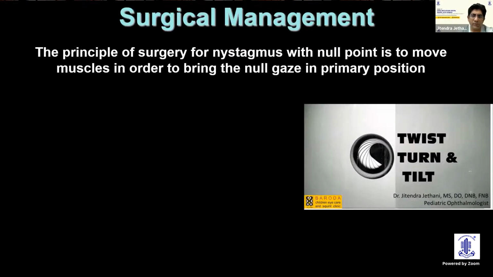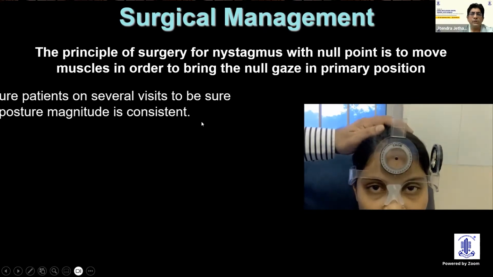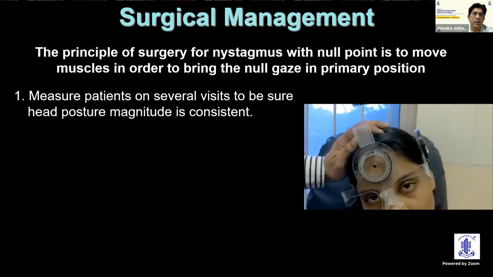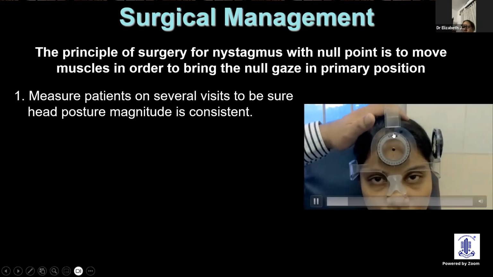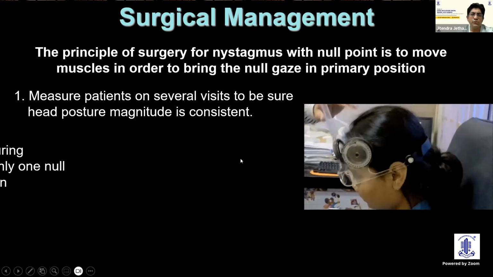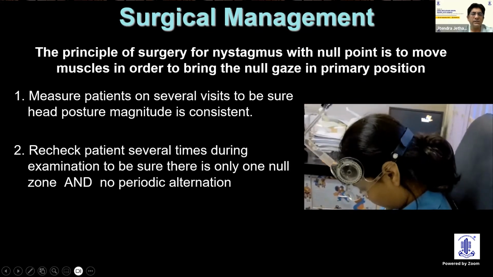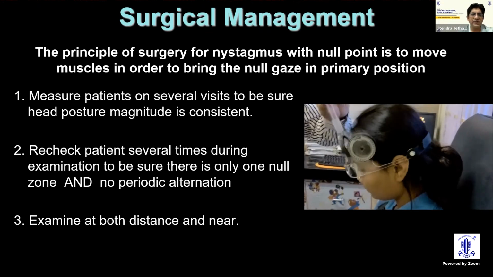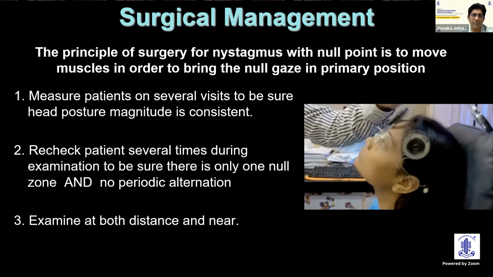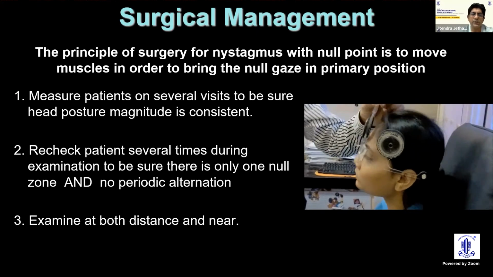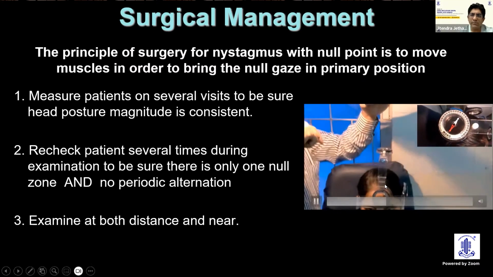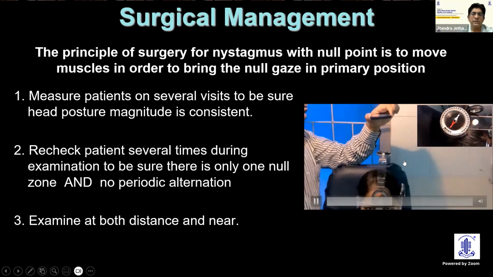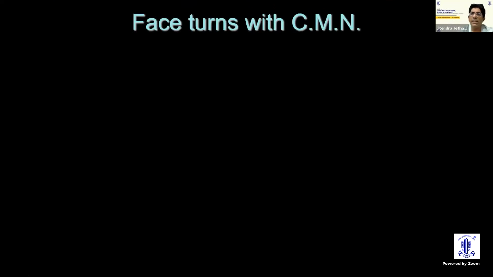So we come to the major aspect of management, that would be surgical management. First and foremost, before we embark on surgical management, we should measure the patient on several visits. This is a chrome which is used to measure the head tilt, chin elevation, and face turn. We should recheck the patient several times before we are pretty sure that there is no periodic alternation. We should see the patient for both near and distance. So this is how we are measuring the face turn, chin elevation, and the head tilt.